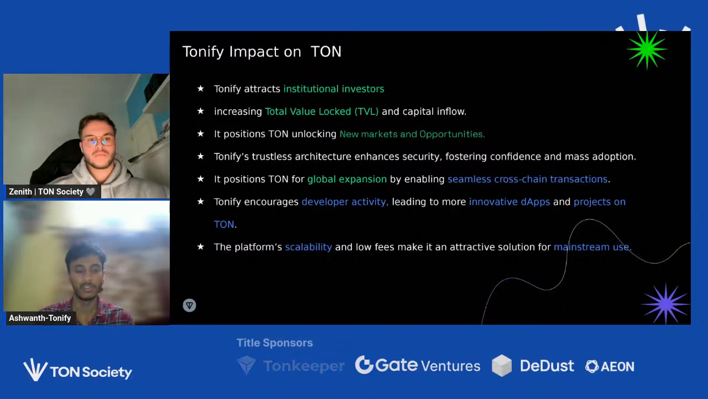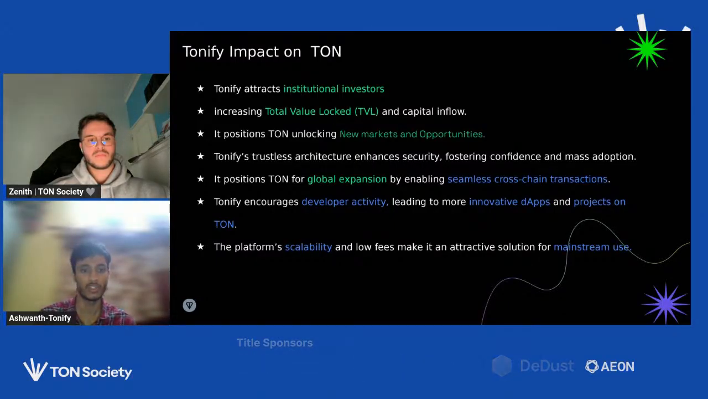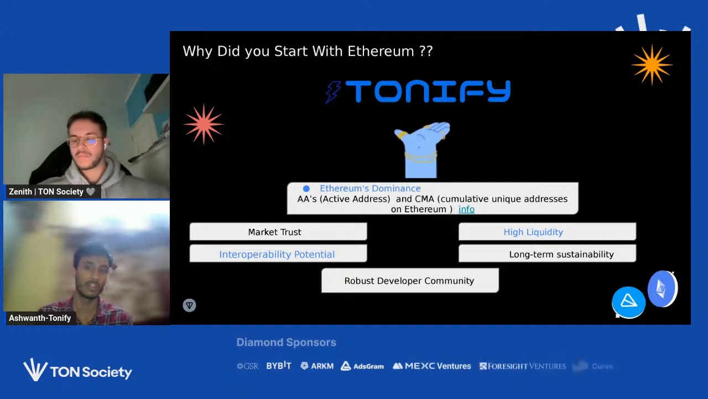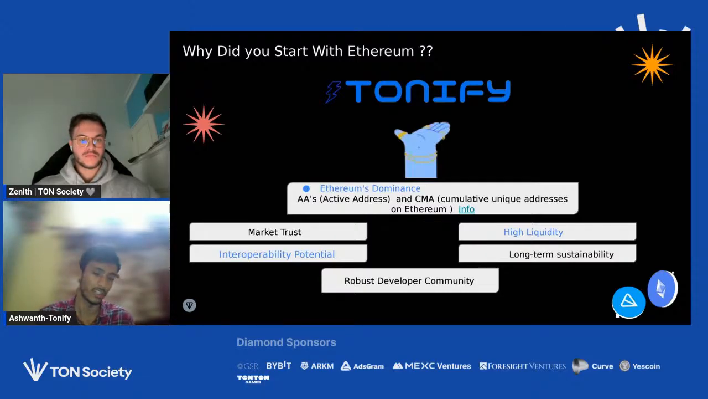And because we try to implement ZK-SNARKs here, we are providing a better option of scalability for mainstream users as well. The main reason for choosing Ethereum over other chains is Ethereum's dominance. Right now, most crypto users who just onboard into the ecosystem know either Ethereum or Bitcoin.